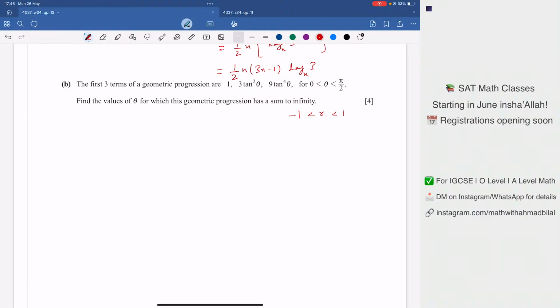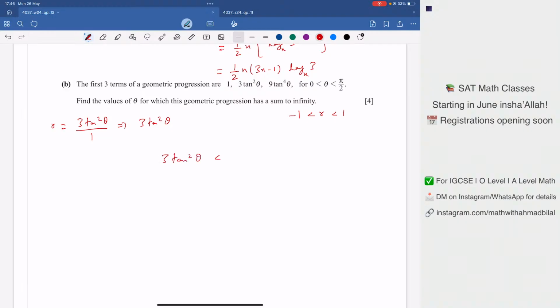Find the values of theta for which this GP has a sum to infinity. Okay, so what's the ratio going to be? Second term over the first term. So we could say that's 3 tan square theta divided by 1. The ratio is 3 tan square theta. This has to be between -1 and 1.